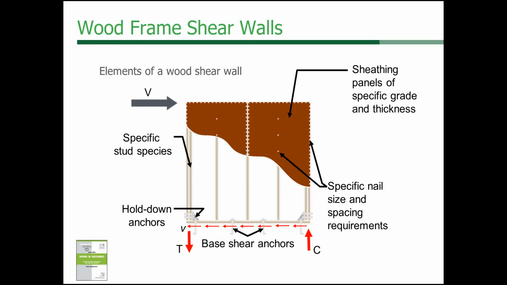Now imagine this. If you have a building, imagine this is an 8x8 panel, and the 8x8 panel has nails at 6 inches on center. Well, you would have roughly 64 nails in that shear wall.